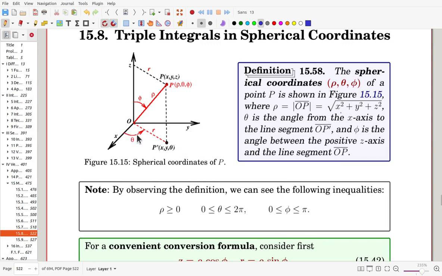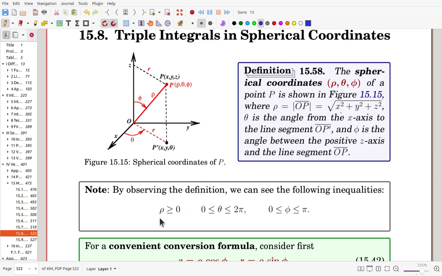Theta is the angle from the positive x-axis to the projection of the point onto the xy plane. And phi is the angle from the North Pole to this line segment, so that is phi. By observing the definition, we can see easily the following.